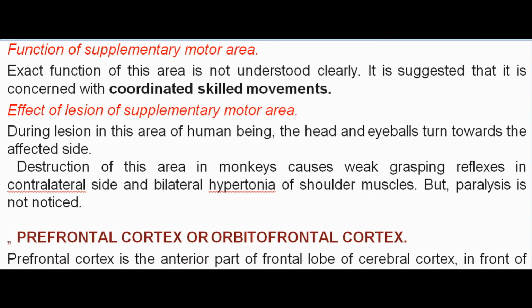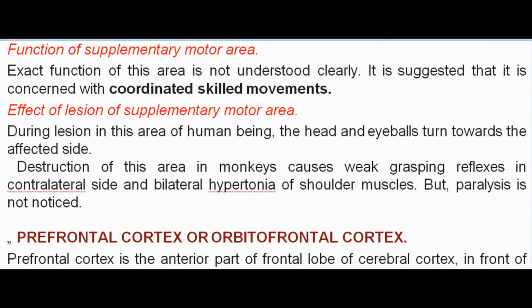Effect of lesion of supplementary motor area. During lesion in this area of human being, the head and eyeballs turn towards the affected side. Destruction of this area in monkeys causes weak grasping reflexes in contralateral side and bilateral hypertonia of shoulder muscles. But, paralysis is not noticed.